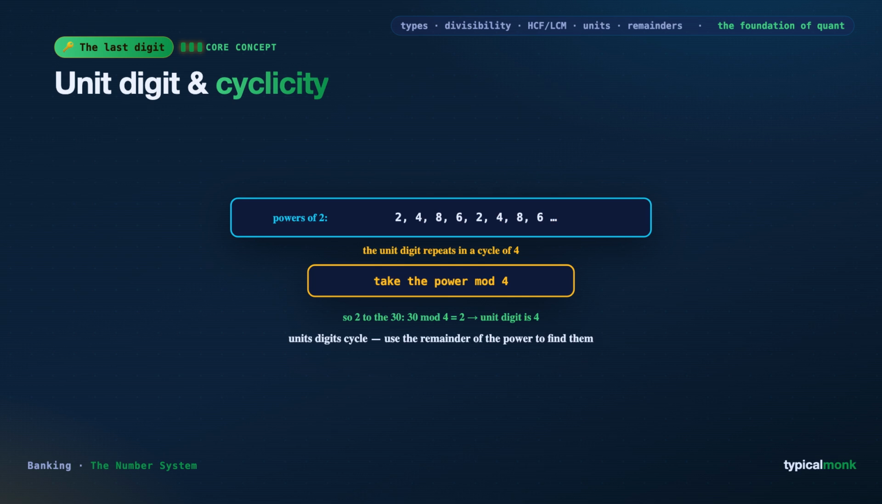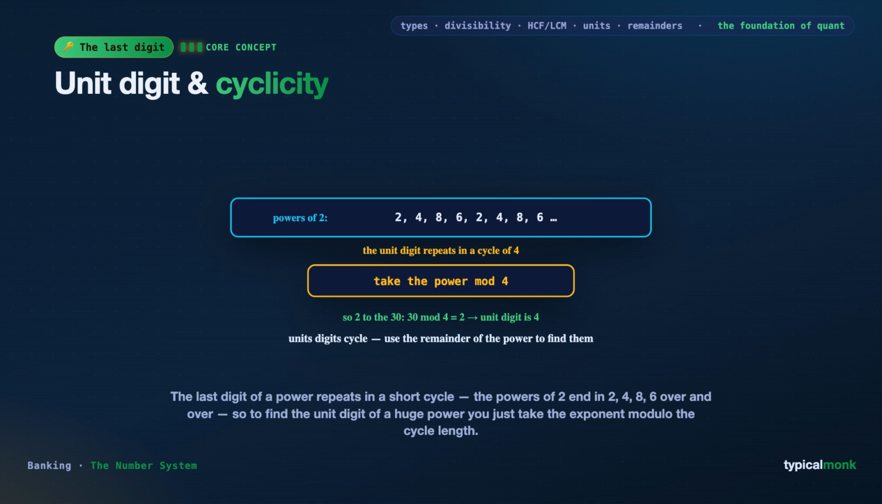That is the power of cyclicity. An impossible-looking question collapses into a tiny remainder calculation. Learn the cycles of the common digits, and this becomes a reflex. So the takeaway: the last digit of a power repeats in a short cycle, and the powers of 2 end in 2, 4, 8, 6 on a loop of length 4. So to find the unit digit of an enormous power you never compute it, you just take the exponent modulo the cycle length to see where it lands, turning a monstrous question into a 1-second remainder.